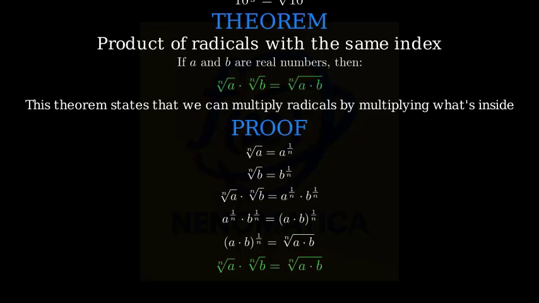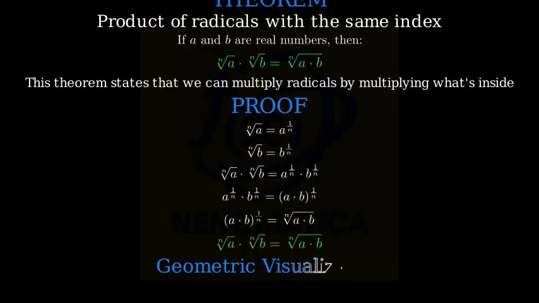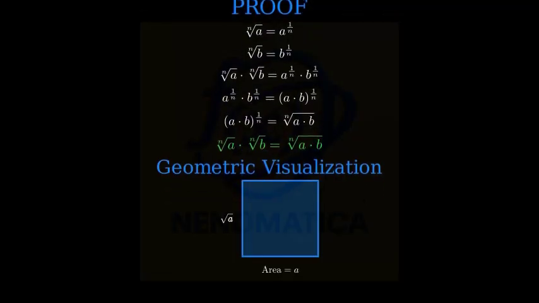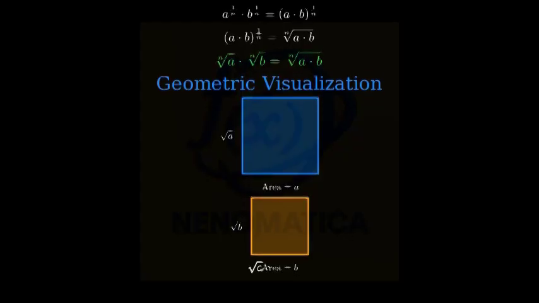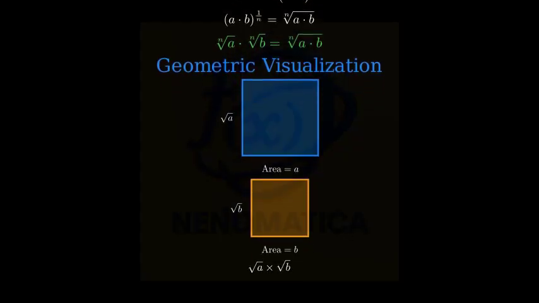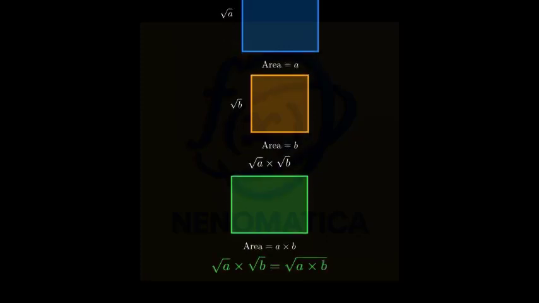Let's visualize this concept geometrically. For the square root case, when n equals 2, we can think of it in terms of areas. Let's say the square root of a represents the side length of a square with area a. Similarly, the square root of b represents the side length of another square with area b. When we multiply these side lengths, we get the side length of a rectangle with area a times b. The square root of a times b represents the side length of a square with the same area as our rectangle. This gives us a visual understanding of why the square root of a times the square root of b equals the square root of a times b.